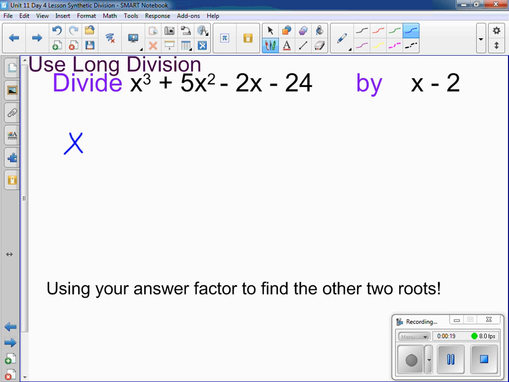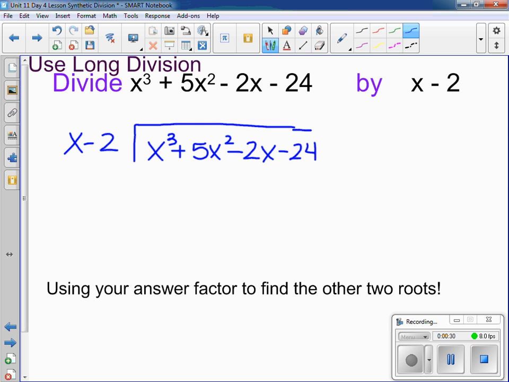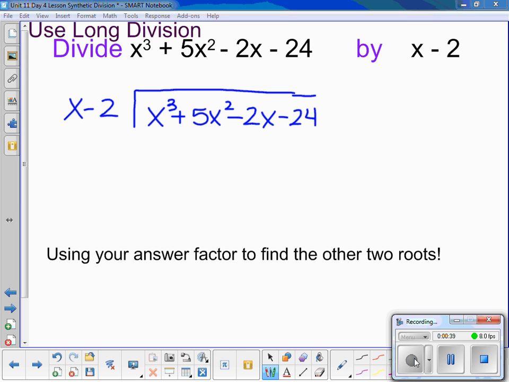So for long division, we put our factor outside, and then we put our big division bar, and we write what we want to divide inside, okay? And then we say, how do we get x to become an x cubed? And we need an x squared. And then we multiply. X times x squared is x to the third.